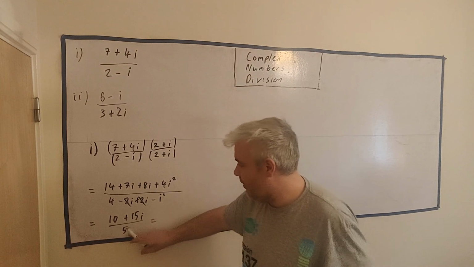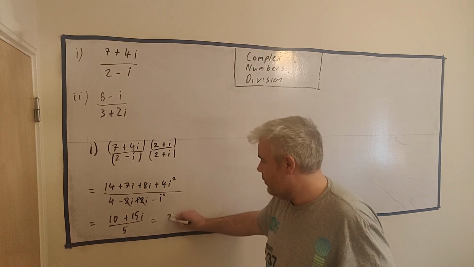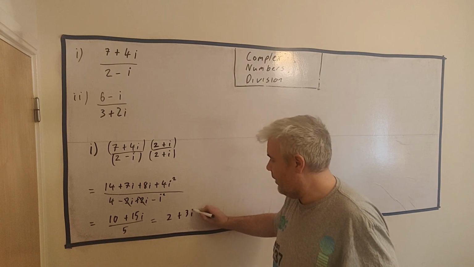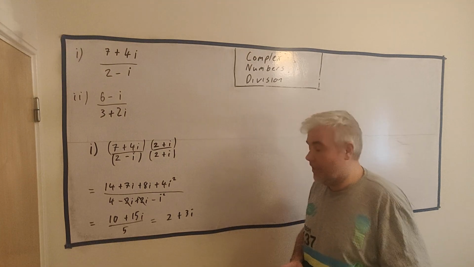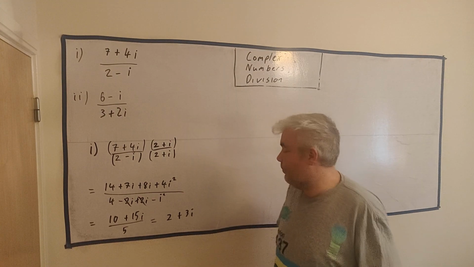We can clean that up again. 5 just goes into both things. So we just get 2 plus 3i. That's it. That's how we've just divided two complex numbers, and the answer is a complex number.